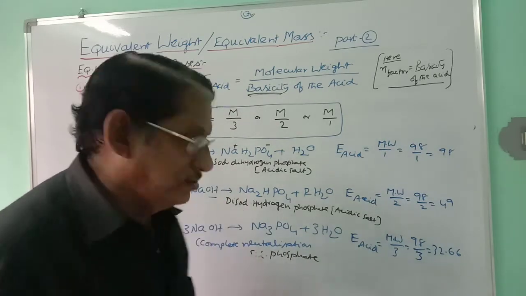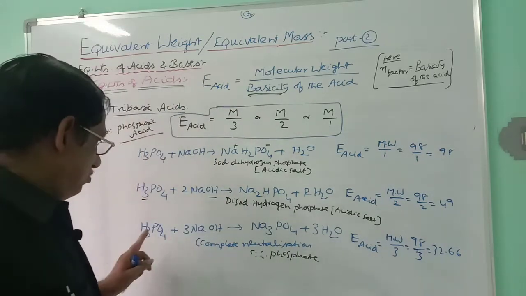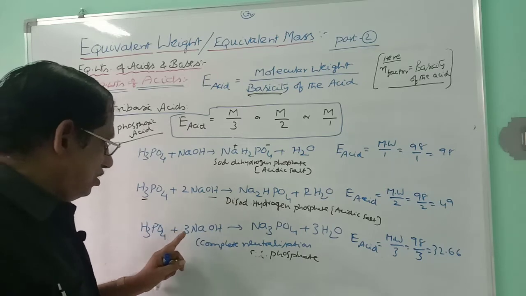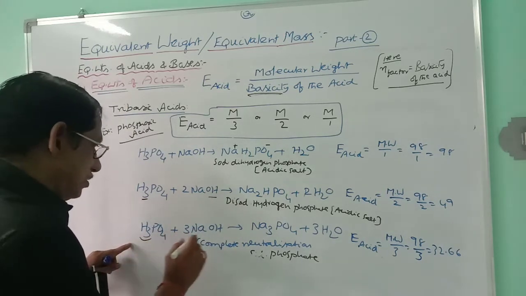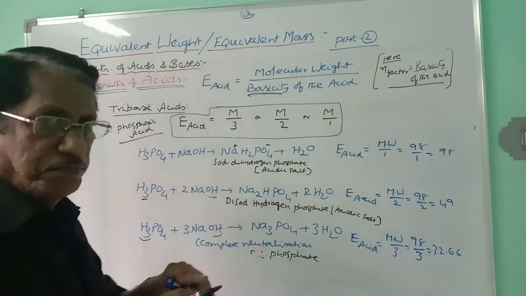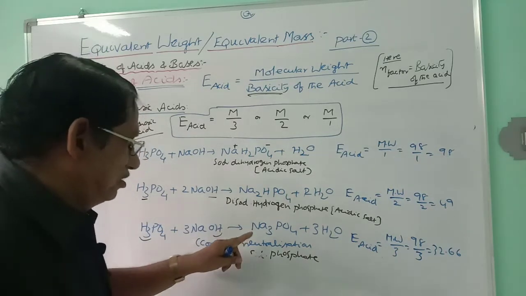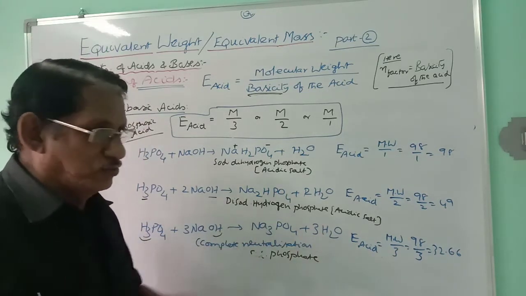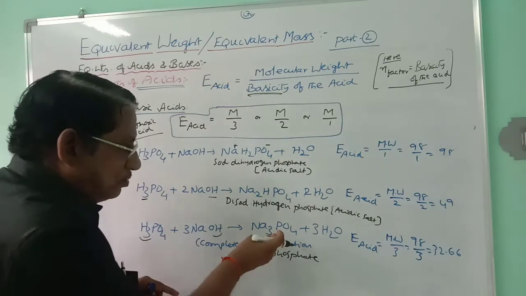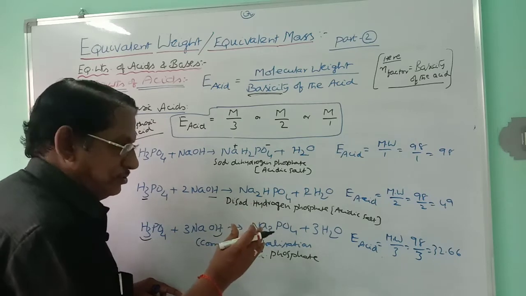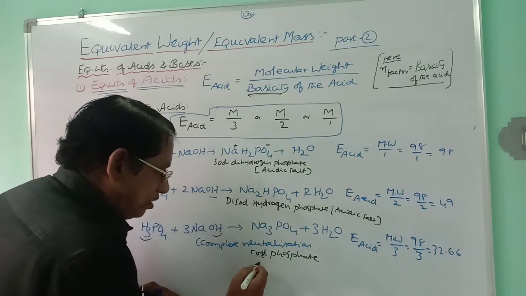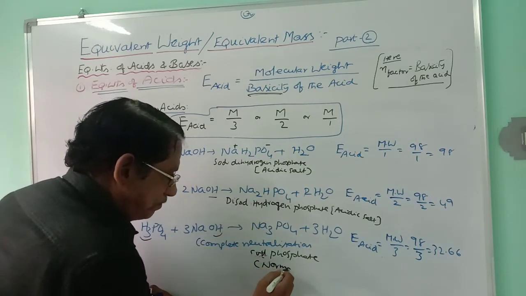In the last one, this is the complete neutralization where phosphoric acid is reacted with 3 moles of NaOH, and here 3 hydrogens will be completely taken away by 3 OH minus ions. Complete neutralization taking place, and you are getting sodium phosphate Na3PO4 plus H2O. And here there is no replaceable hydrogen present in this salt because it is formed by complete neutralization. And so this salt is called normal salt.